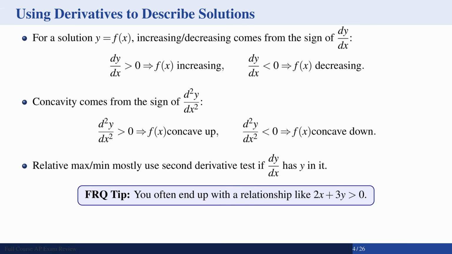The other thing is, as I kind of alluded to there, you're going to end up with relationships. Like you might end up with 2x plus 3y is greater than 0 when you're trying to find the relationship between x and y when the solution curves are increasing, for example, or concave up. So don't be afraid of that. We're going to do a couple of examples to see how to describe these scenarios.